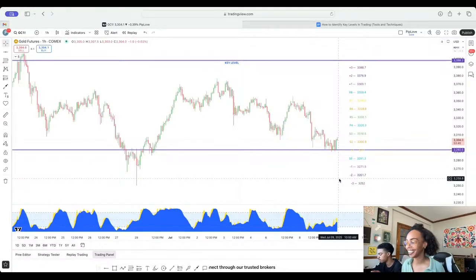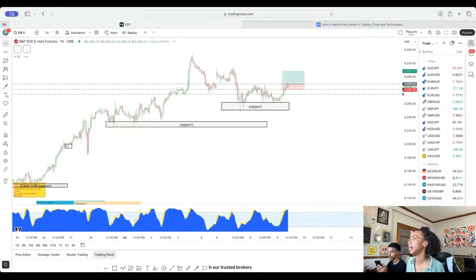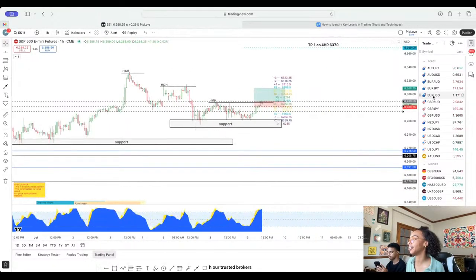Simple as that. Alrighty, let's go ahead and take a look at the trade that we set up for ES, and then I will let you all go.